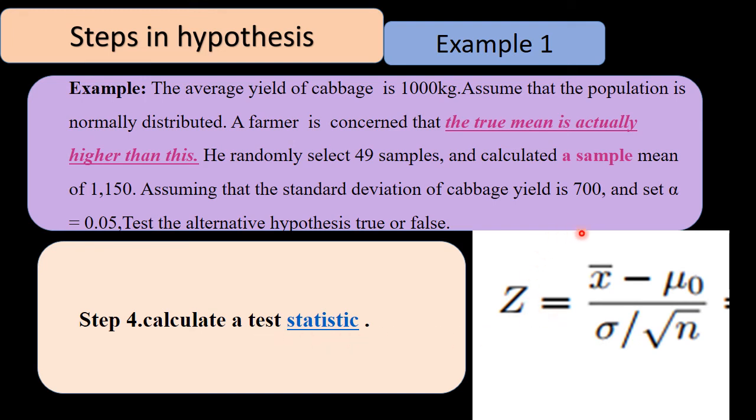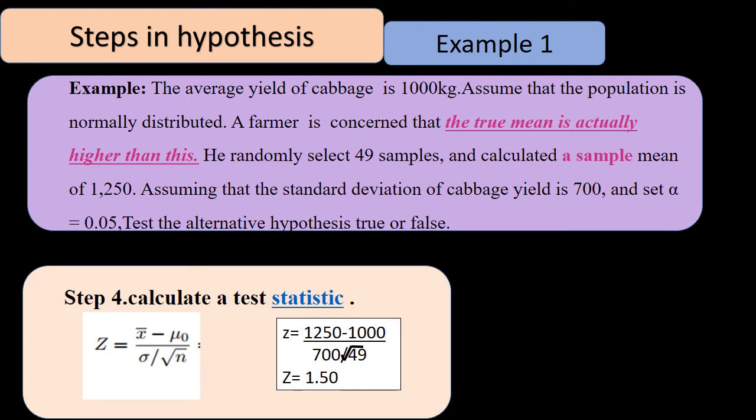Then step 4 is to calculate the test statistic. By using this equation we can calculate it. Then we'll do the calculation. X bar, the sample mean, 1250 minus mu naught, the population mean, that is 1000, divided by the standard deviation, which is 700, over the square root of 49 samples. Then ultimately we get the Z answer as 1.50.